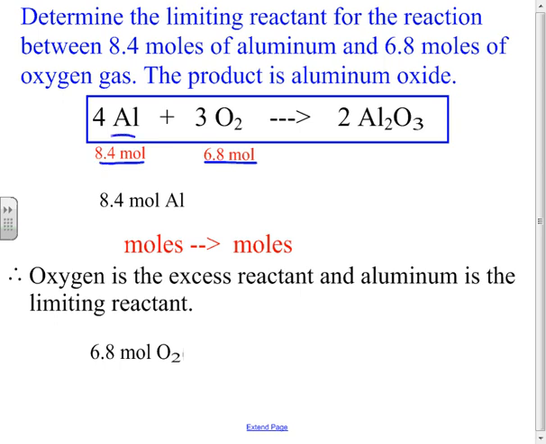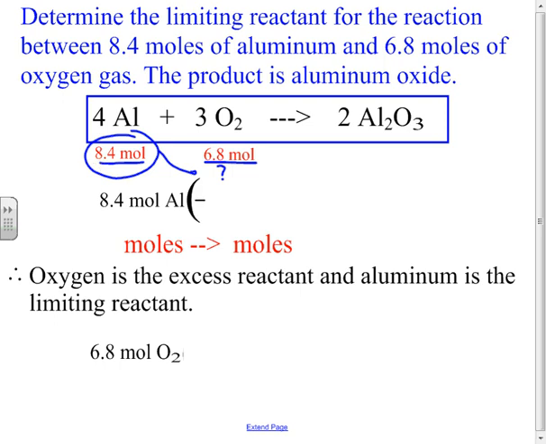Arbitrarily choose one as your known. And really what we're doing is asking ourselves, if I want to use up all 8.4 moles of the aluminum, how much of the oxygen do I need? Do I need more or less than that 6.8 moles? And so this is just a mole to mole calculation.